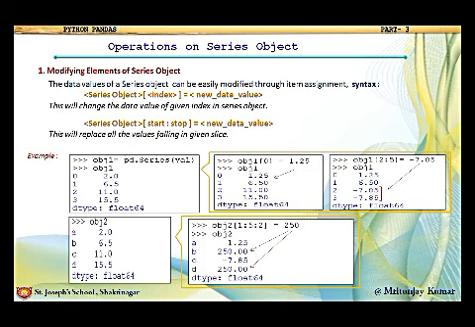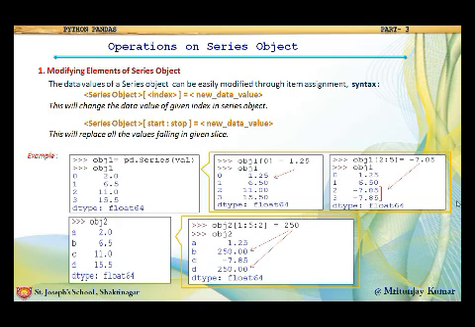So, starting with operations on series object, the first operation is modifying the elements of a series object. The data values of the series object can be easily modified through item assignment. We can use the following syntax. You can see here, series object in a square bracket, give the index, equals new data value. The data value given here will change the data value of the given index in the series object.